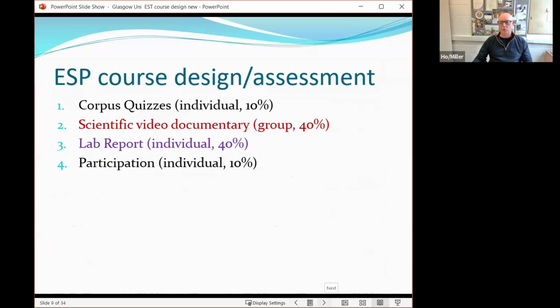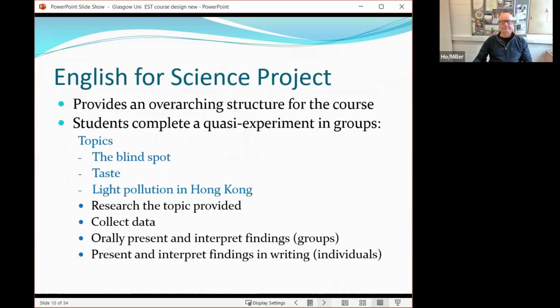So we wanted the students to work in groups, to do something together as a project, but then to take that information they had gathered and reproduce it as a lab report for individual assessment. For the projects, we actually gave a lot of help to the students to begin with, because we designed the projects for them, the topics at least. The students self-selected into groups of 4 or 5 maybe, and they were given a topic. So something like the blind spot of your eye, taste, how we taste things, light pollution in Hong Kong.